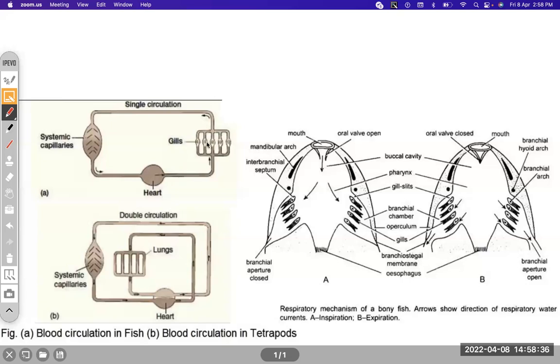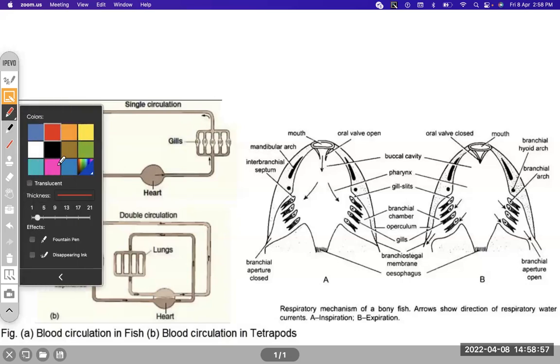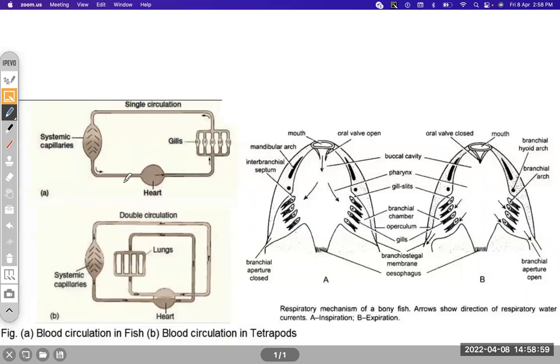So see, fishes have single circulation, single closed circulation, and tetrapods have double closed circulation. Single closed circulation means deoxygenated blood is entering the heart. It is collected in the heart and it is pumped from the heart to the gills.